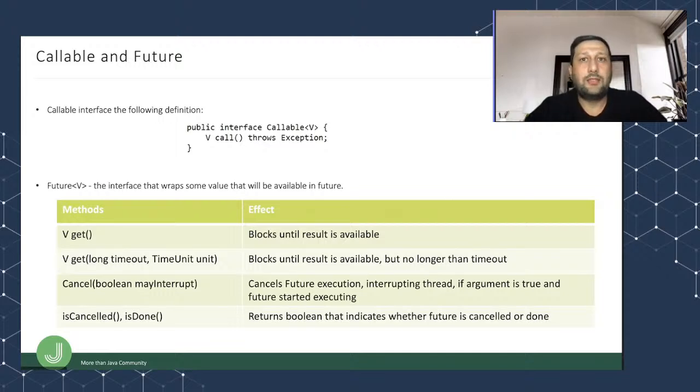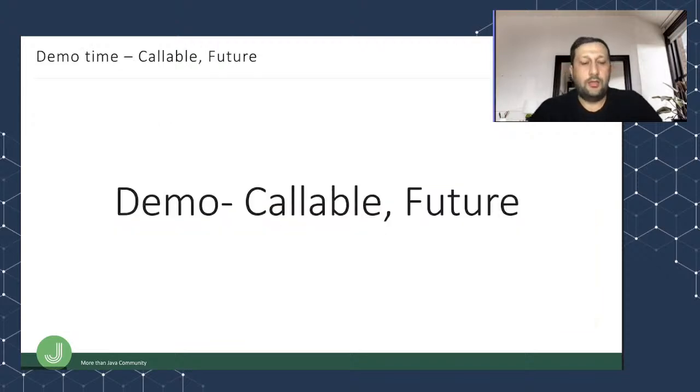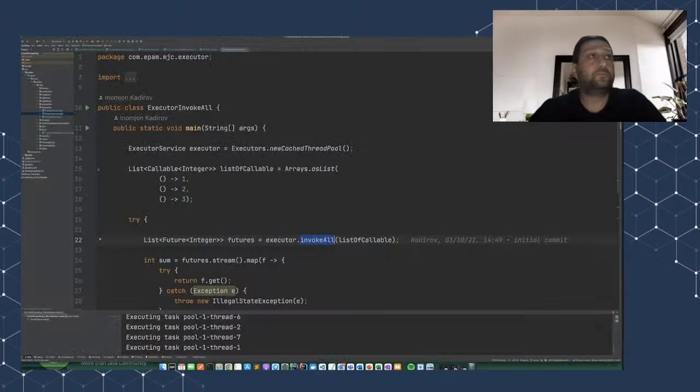Also, we can cancel future execution by using the cancel method. And also, we can check the status by using the isCancelled and isDone methods. These methods return a Boolean value that indicates whether the future is cancelled or done. Let's move on and check the demo.